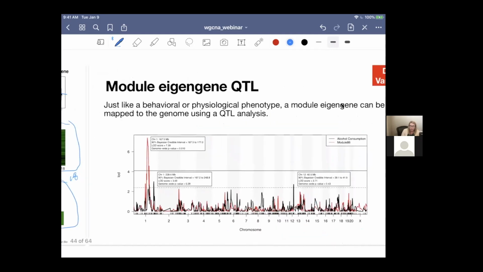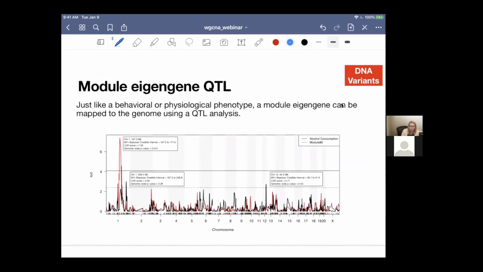For linking with DNA variants, we talked a little bit about module eigengene QTL. We can do a QTL analysis with the module eigengene, just like we could do a behavioral or phenotypic QTL, to look at where in the genome this eigengene is associated.